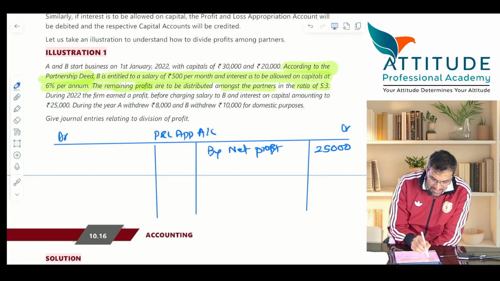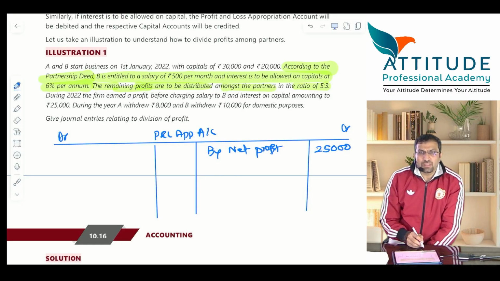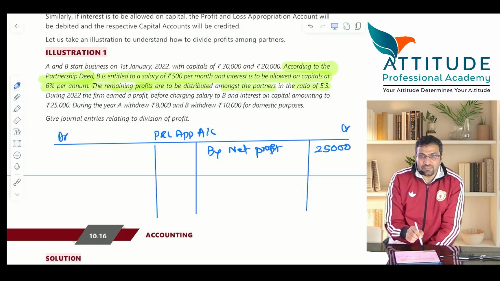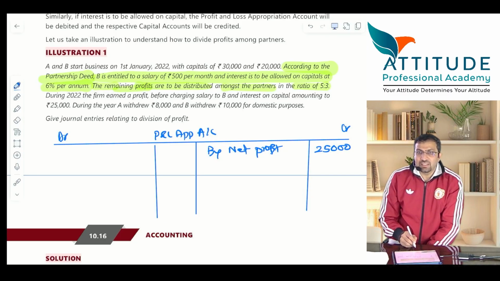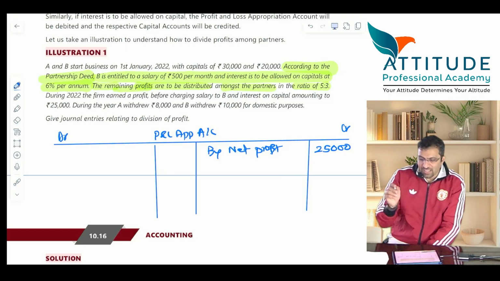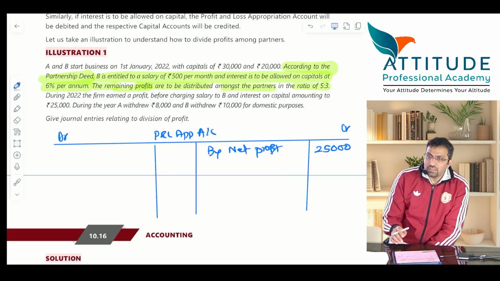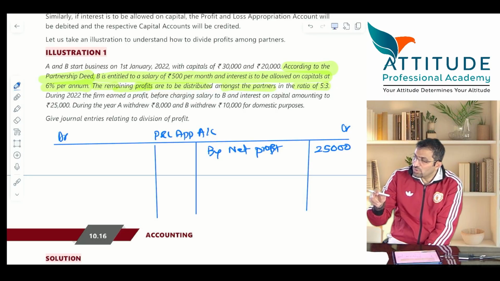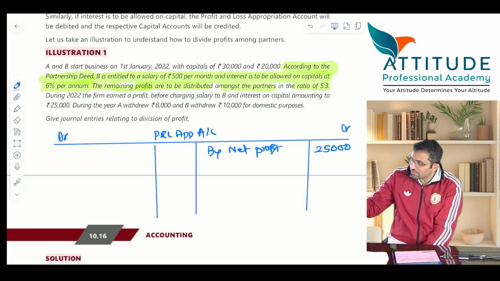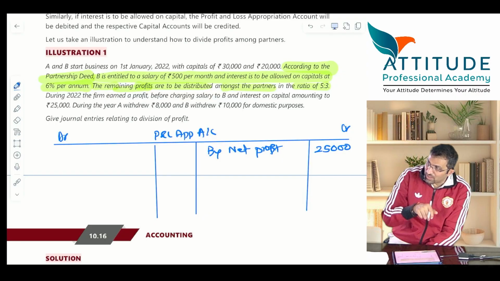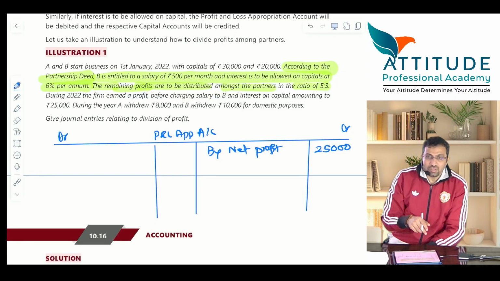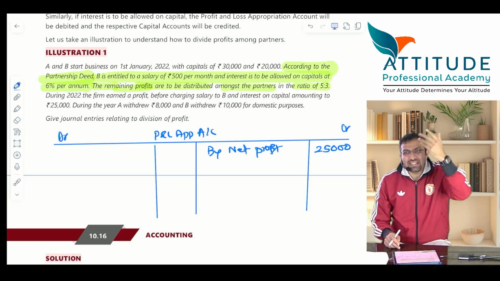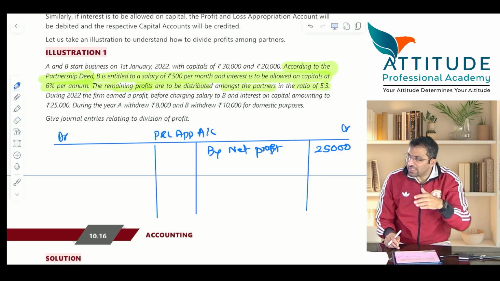Now, first entry, tell me. First entry, salary to B. Salary to 500 per month. How many months? From 1st Jan is there. 1st Jan to 31st December, 12 months. 500 into 12, 6,000. Journal entry बोलो. Salary to partners account, debit to partners capital. And then P&L appropriation account debit, two entries. But single entry you can also pass, no? Salary will get what? Cancelled. Entry will be P&L appropriation to capital.